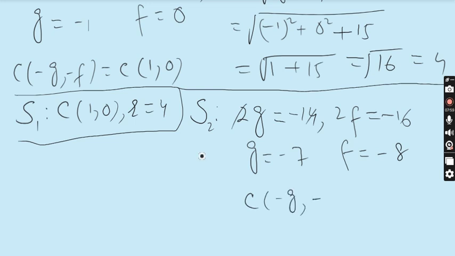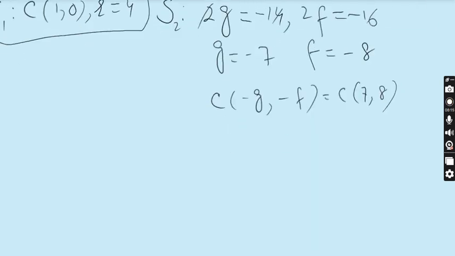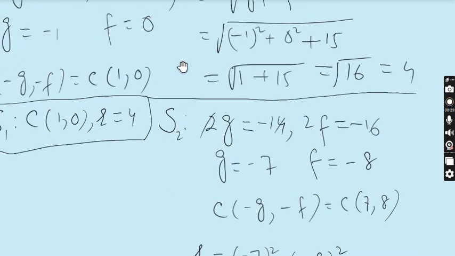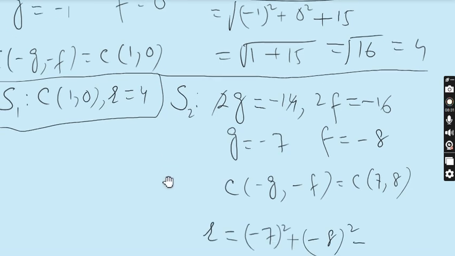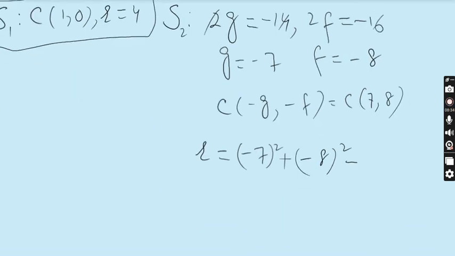Center is minus g, minus f: minus minus 7 and minus minus 8, which is plus 7 and plus 8. Now the radius r is equal to the square root of g square plus f square minus c. What is the constant term in S2? The constant term is 77.